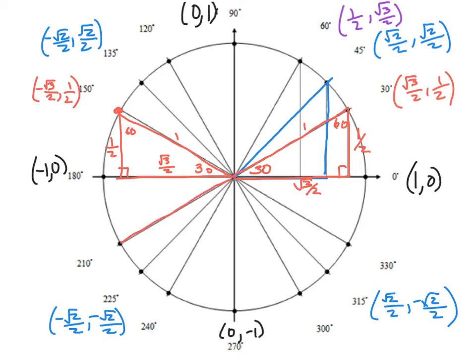Here's the 30-degree angle. I can tell that because this is 30 right here. This is 60, and here's my right angle. Across from the 30 is 1/2.